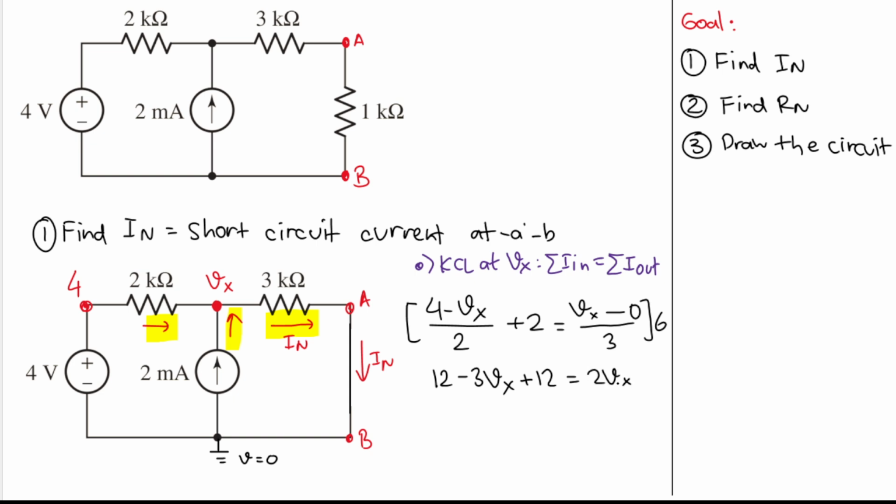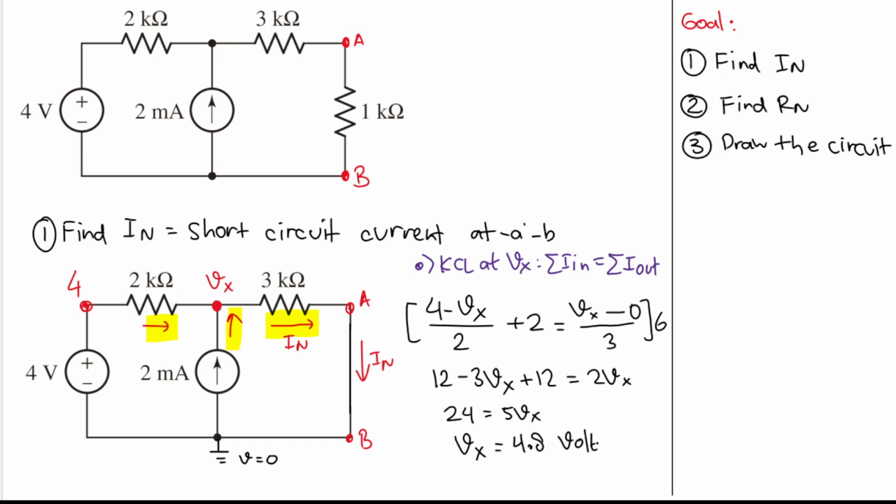Good. And then it will equal 24 is equal to 5Vx, right? And we can divide both sides by 5, so we will have Vx equal to 24 divided by 5, which is 4.8.